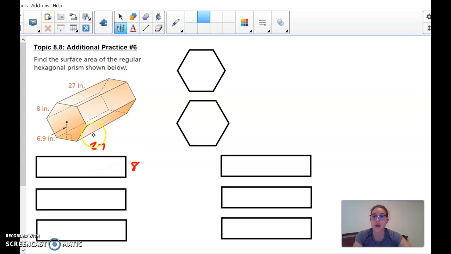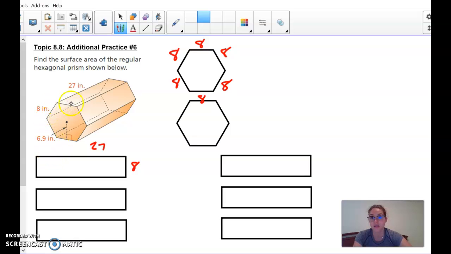Now, this says a regular hexagonal prism. If something is a regular shape, then that means that shape is going to have all sides equal to each other. So a regular octagon, all the sides are equal. So if this is a regular hexagon, that means that every side of this hexagon is going to be the same length. So 8, 8, 8, 8, 8, and 8. All the sides are all going to be 8 inches long. And then it says here that the height is 6.9. But I want to work on these rectangles right now.